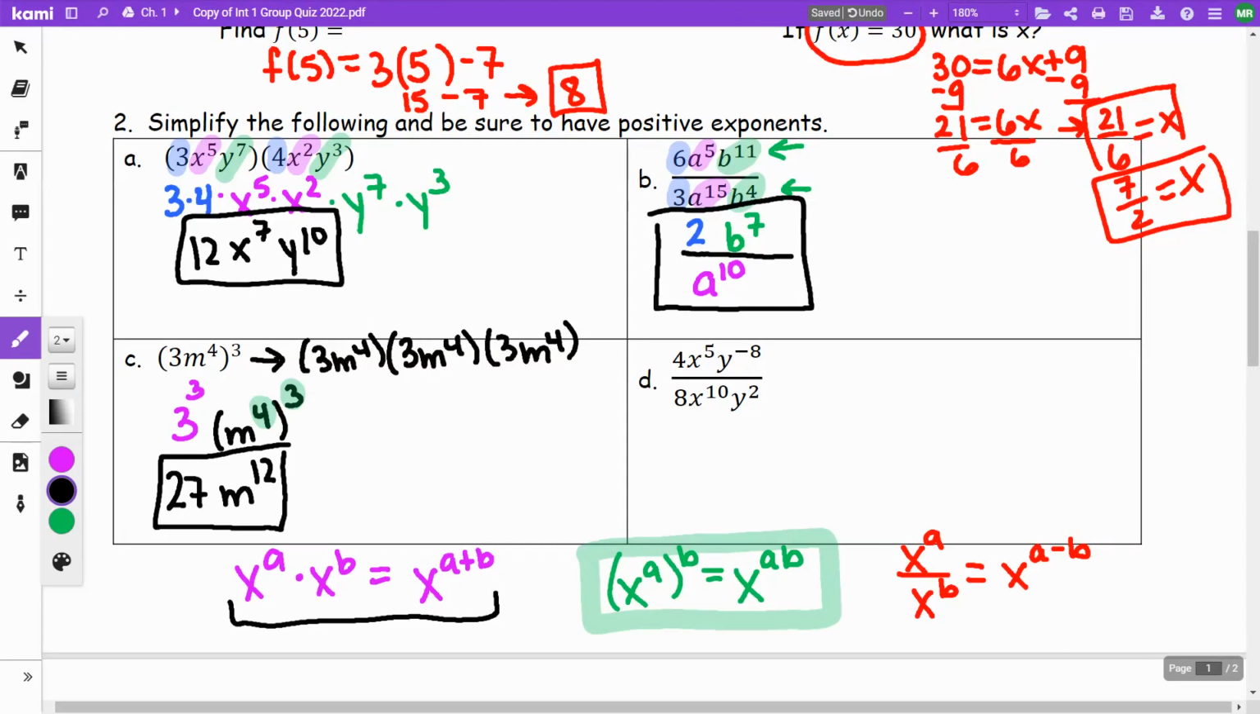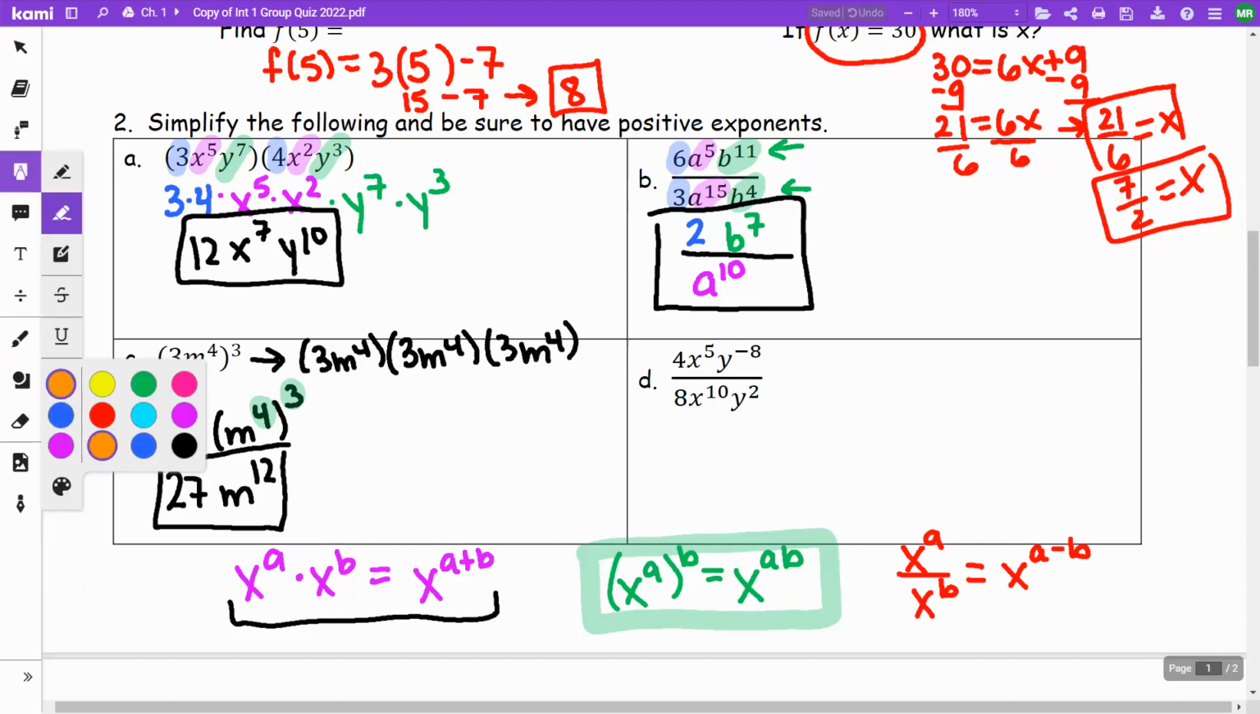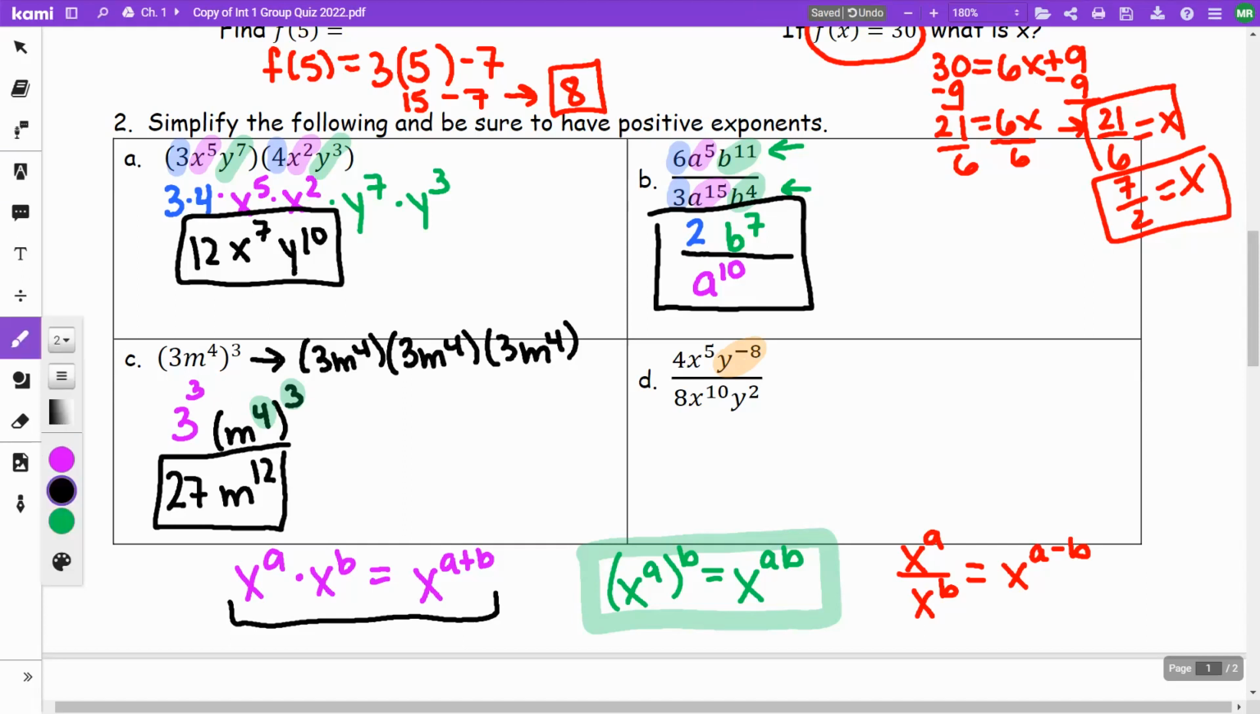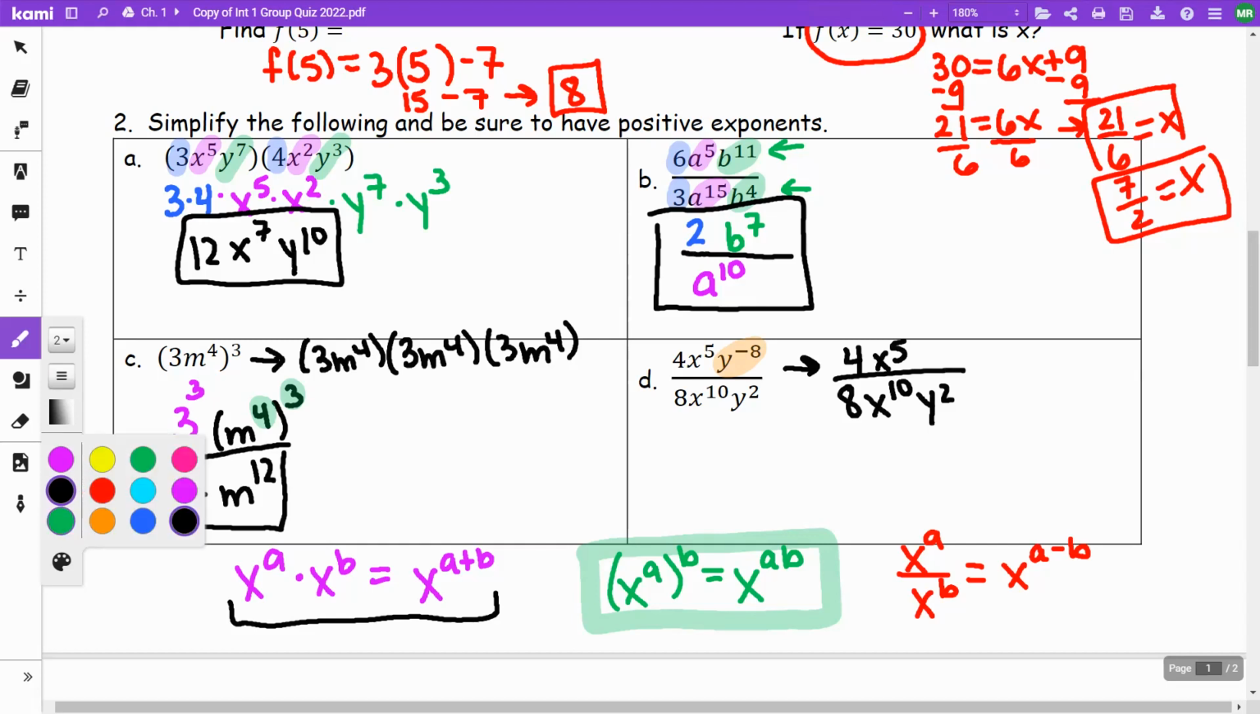On the next one, we do not like negative exponents. So the very, very first thing I'm going to do is move that. If it's negative in the numerator, I move it to the denominator. And if it's negative in the denominator, I move it to the numerator. So let me just make that look like an x. So I have 4x to the 5th, 8x to the 10th, y to the 2nd, and that y to the negative 8th is going to move down here and be y to the positive 8th.